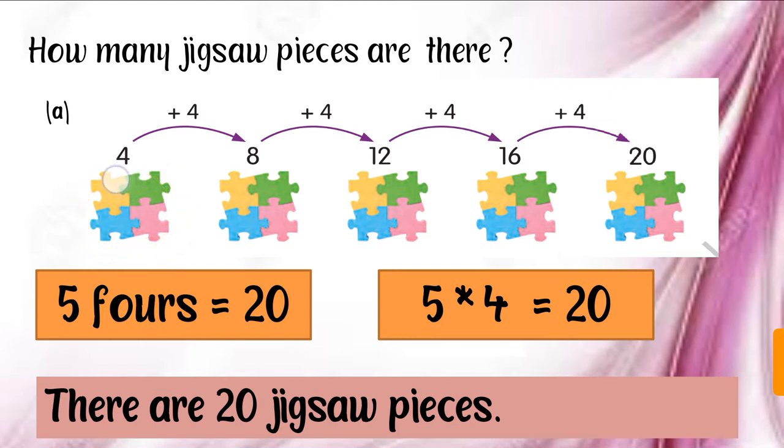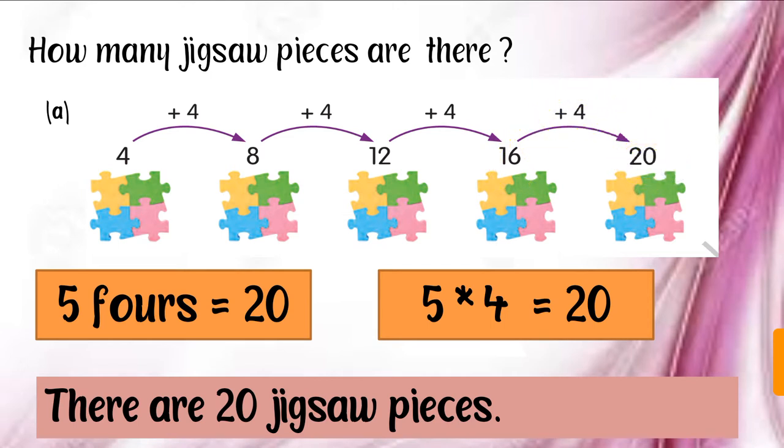Let's count. 1, 2, 3, 4. Each group is having 4 pieces, and it remains the same. Every time the same number will be continued. So 4 is here. When we add 4 more, it will be converted to 8. Then 8 plus 4, it will automatically convert into 12. 12 plus 4 equals 16. And when we add 4 and 16, we will get the number 20.